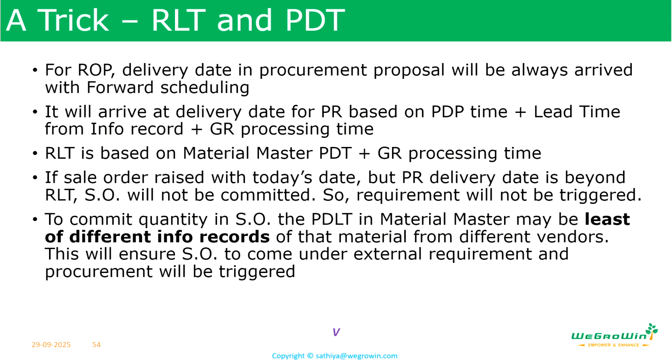In ROP planning, delivery date will be arrived at with forward scheduling starting from the current date. Delivery date in PR is arrived at based on the purchase processing time plus lead time from the info record and the GR processing time. For more details, please refer to the first video of this playlist.